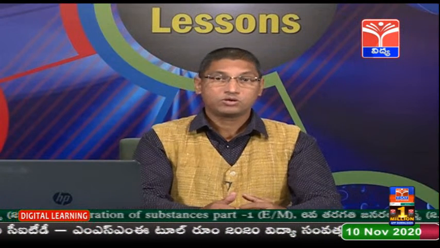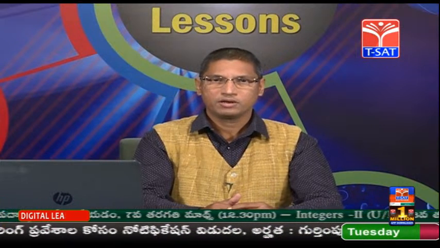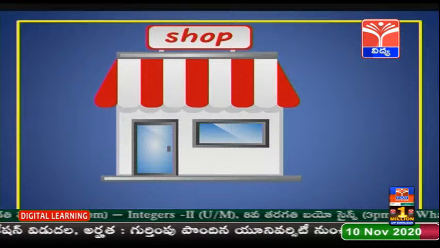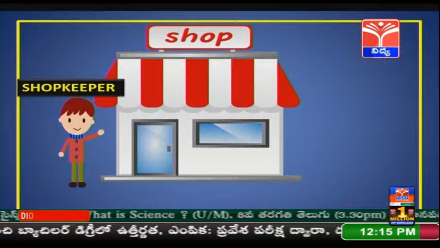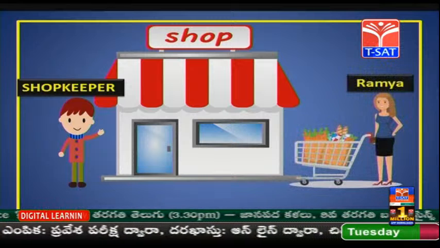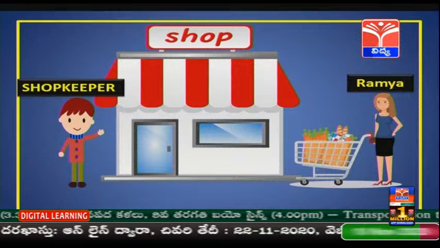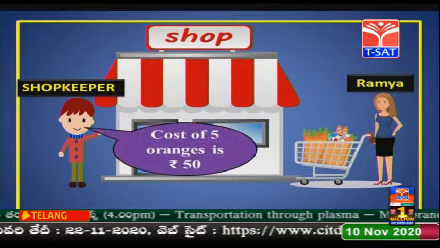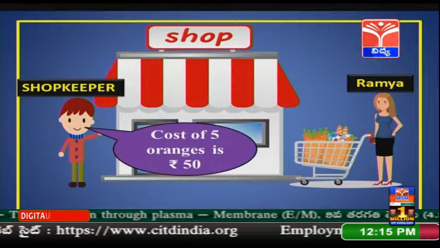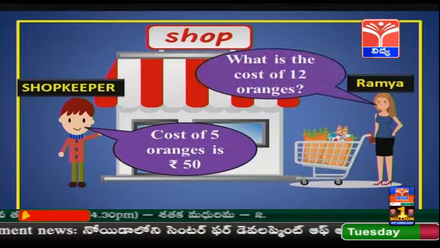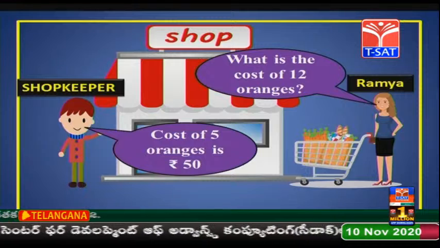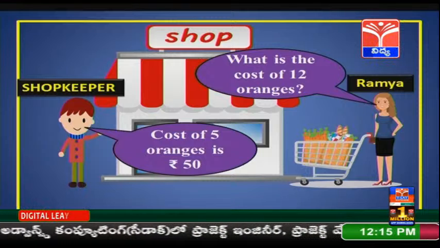Children, I hope you have learned the concept of proportion. Now, let us learn some other concepts also related to proportion. Okay? Let us see a scenario. Look at this shop, children. Here is the shopkeeper. He is selling some oranges. Ramya has come to shop these oranges. The shopkeeper says the cost of 5 oranges is 50 rupees. Now, Ramya wants to purchase 12 oranges. Now, what is the cost of these 12 oranges? Do you know, children, how to find the cost of these 12 oranges?